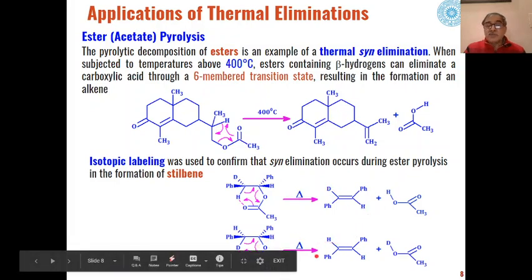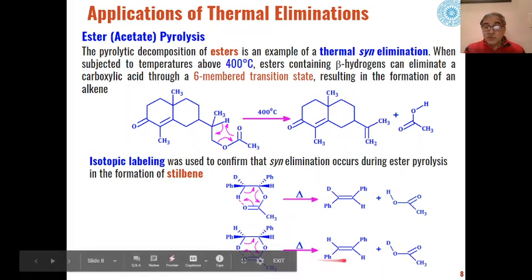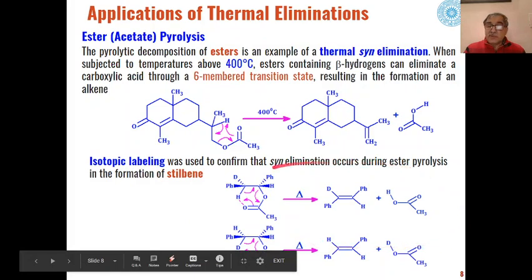Whereas in the second isomer, the deuterium is syn with the ester group, which is the other part being removed. So the stilbene formed will not have any deuterium. Instead, the deuterium will be present in the acid part, which is formed as the other product. So from isotopic labeling, we can confirm the syn type of elimination in these types of pyrolytic reactions.